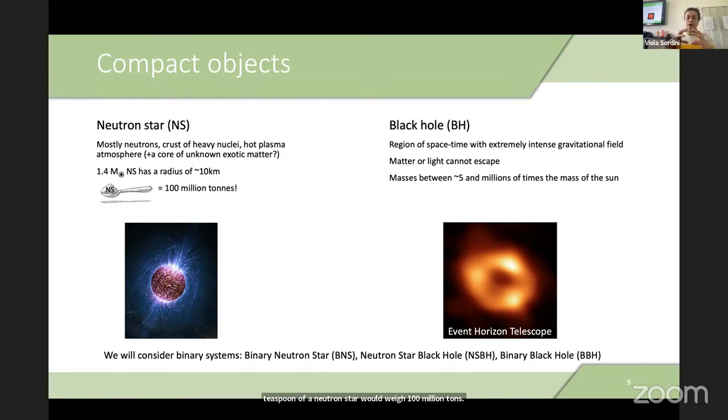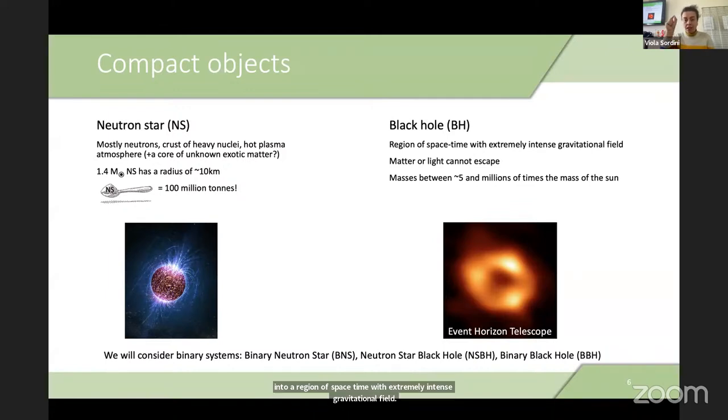The neutrons do not collapse gravitationally because of some nuclear forces and some neutron pressure. But when this system grows up to a limit mass, which is somewhere between 2 and 2.5 solar masses, when the mass is higher than that, there is a gravitational collapse. So all the matter collapses into a region of space-time with extremely intense gravitational field. That is what we call a black hole.